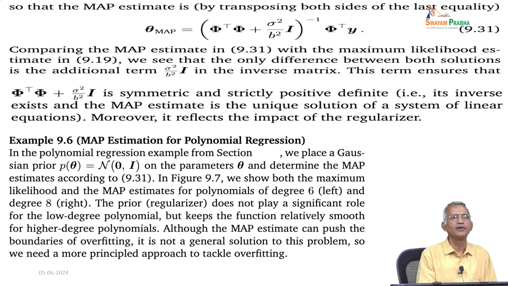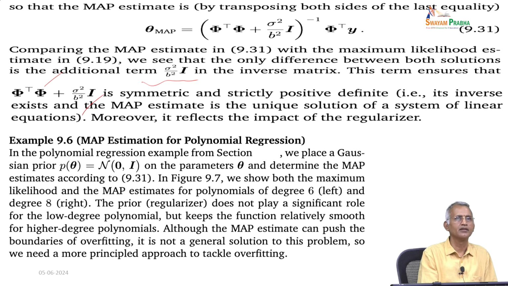So, comparing the MAP estimate with the maximum likelihood estimate, we see that the only difference between both solutions is the additional term of sigma square by b square I in the inverse matrix. So, this term ensures that phi transpose phi plus sigma square by b square I is symmetric and strictly positive definite. So, its inverse exists and the MAP estimate is the unique solution of the system of linear equations. Moreover, it reflects the impact of the regularizer.